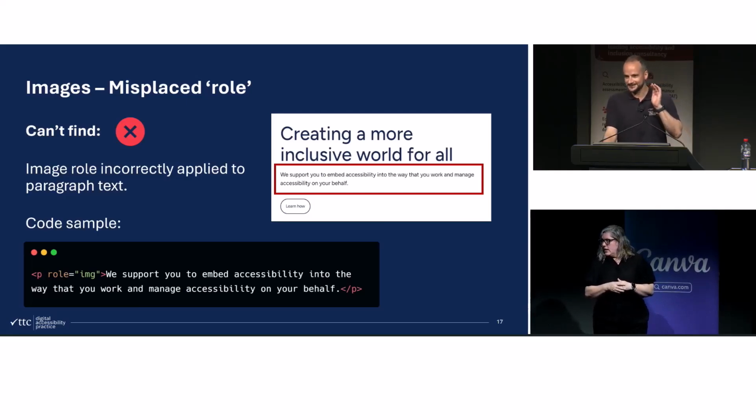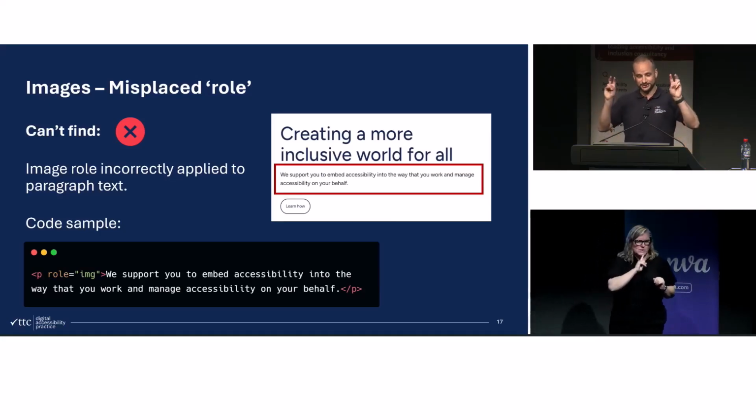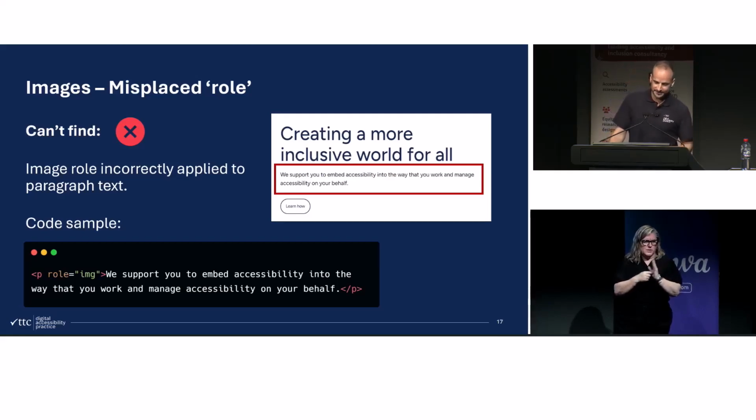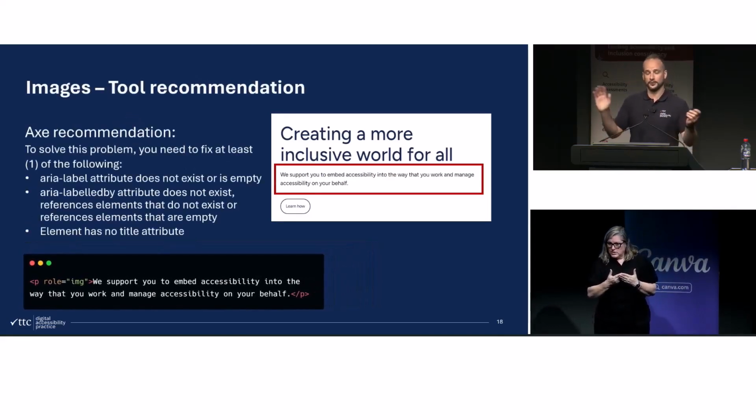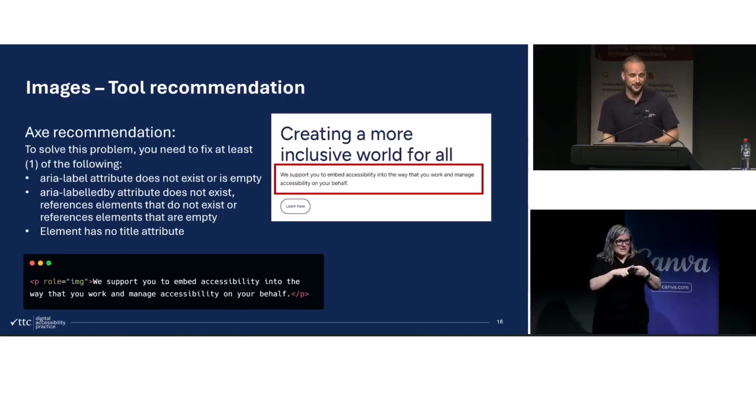I hear alt text murmurings, exactly, yeah. So it's going to tell us that this image does not have alternative text. So the recommendation that Axe makes about this, and they probably all do, similar advice, I'm not picking on Axe here.